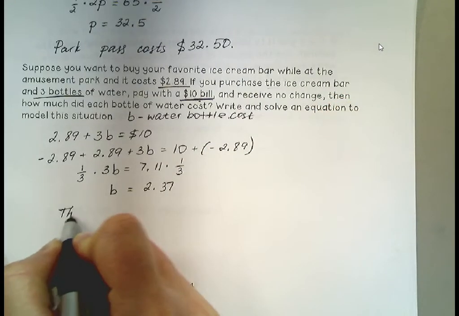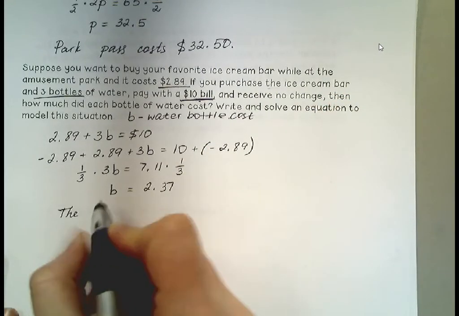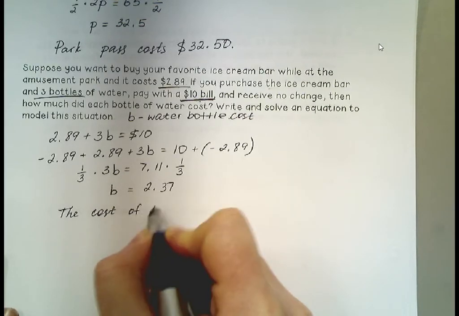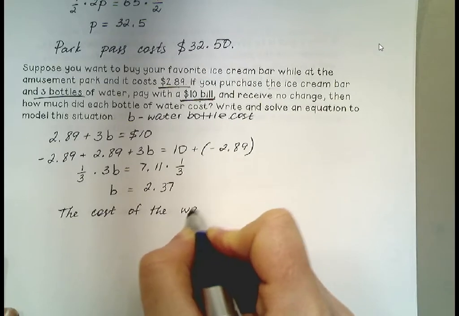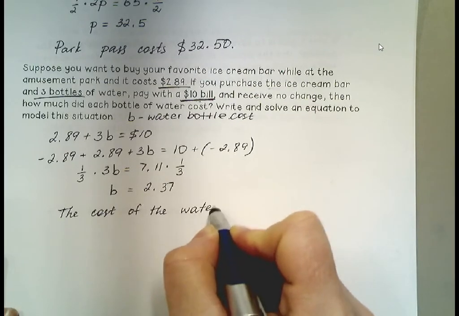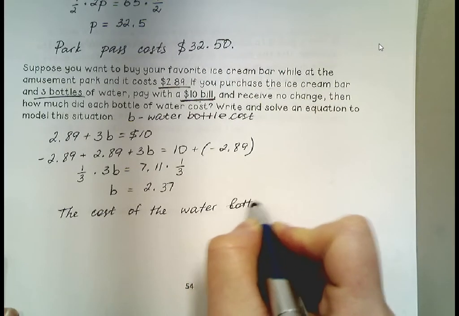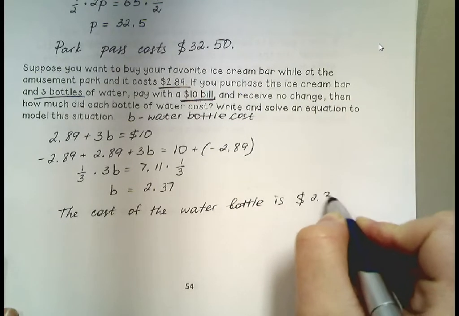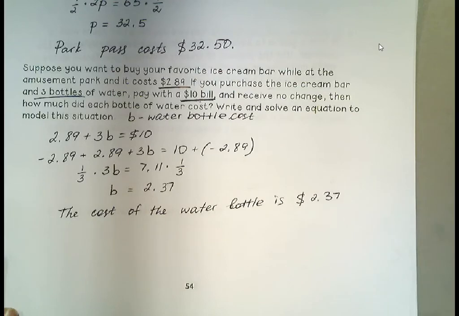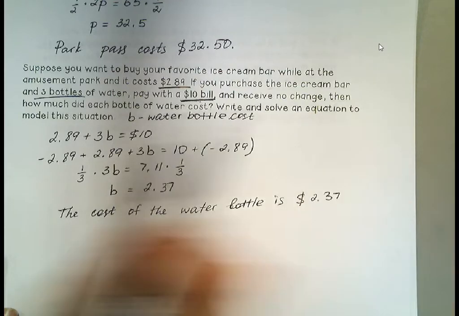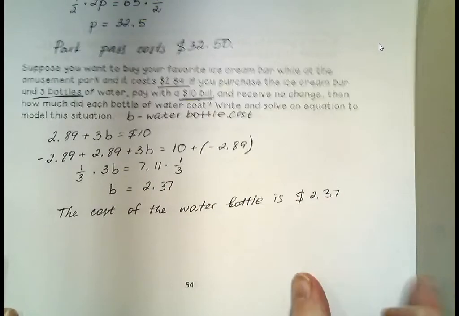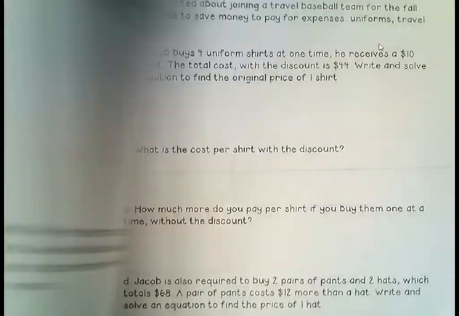That means the water bottle would cost $2.37. The cost of the water bottle is $2.37. That was the question. How much did each bottle of water cost? And that's our answer. It matches our question. It means we did the right thing. Okay.